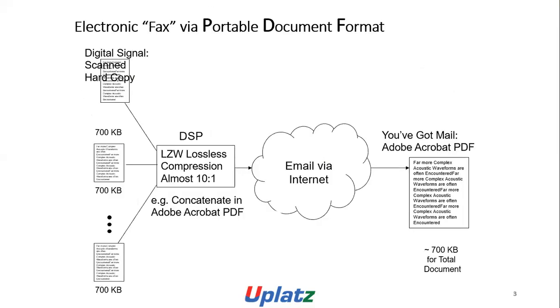The next example is the electronic fax via portable document format. We have a digital scanned copy. Multiple copies are put as input to the DSP, which has an LZW lossless compression, almost 10:1. And it concatenates in Adobe Acrobat PDF format and sends via email through the internet. It goes to the other end where you get the mail in the Adobe Acrobat format of the information.